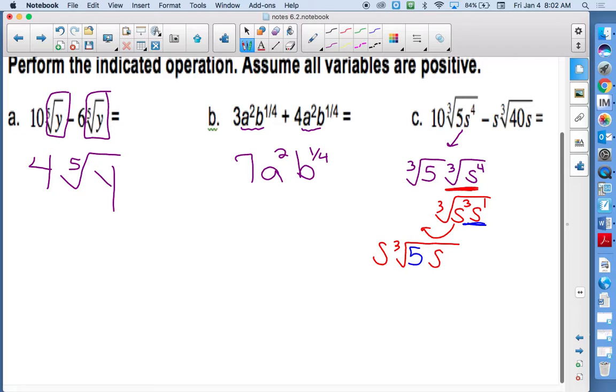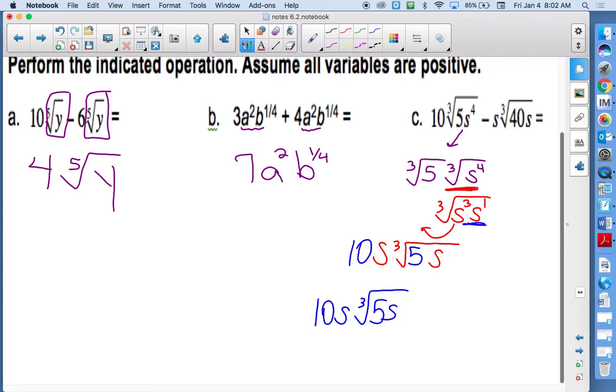And then I'm going to bring that 10 down and place it in front. So we have 10s and then the cube root of 5s. That's what our first term now says. Initially it said 10, the cube root of 5s to the 4th. Well, now it's changed because we've simplified the radical.